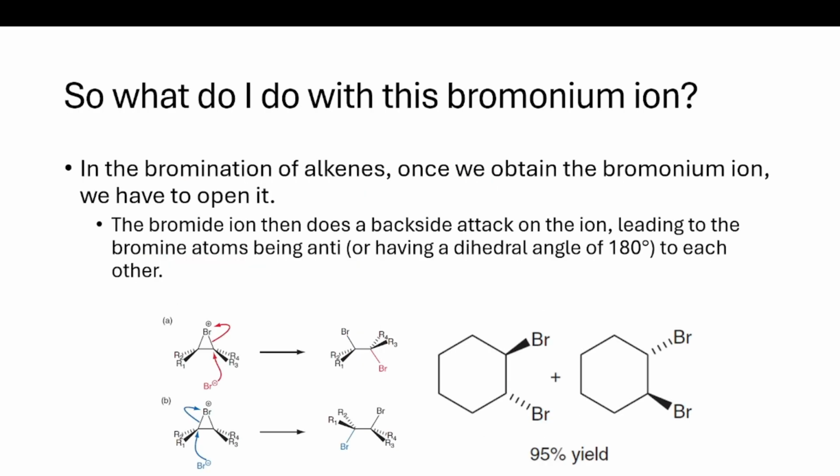As you can see in this particular slide, there are two different ways for the bromide ion to attack this bromonium ion from the backside. Because it does a backside attack, the bromine atoms are going to be anti to each other, or in other words, they have a dihedral angle of 180 degrees to each other.